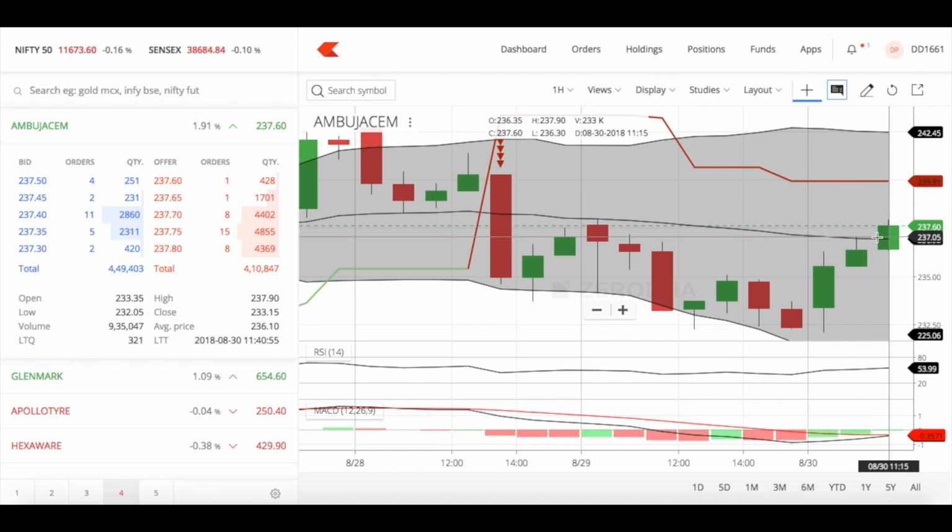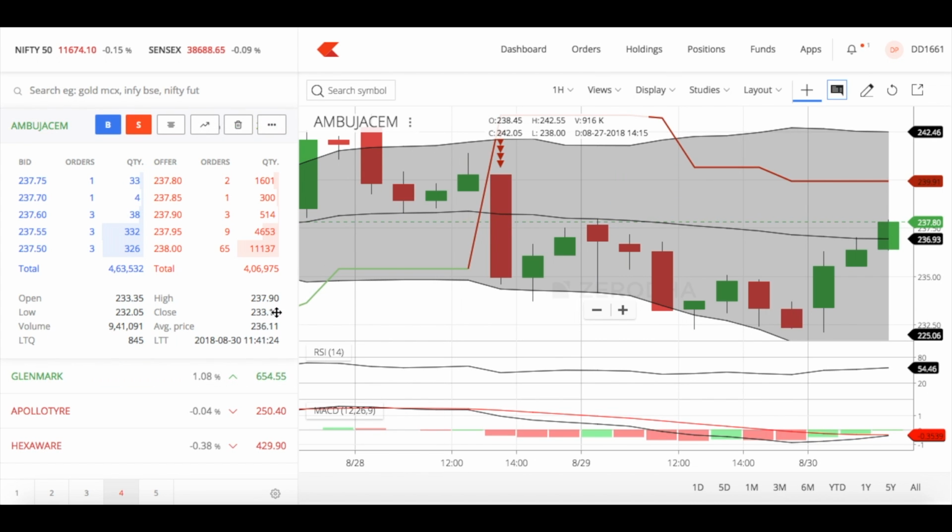So this one is 237. If you see, Nifty is negative, in the range of 0.20 plus and minus. It is between that gap, so it's neutral for now. So now the stock is pushing up, again going towards its high of 237.90. It's Ambuja Cements.